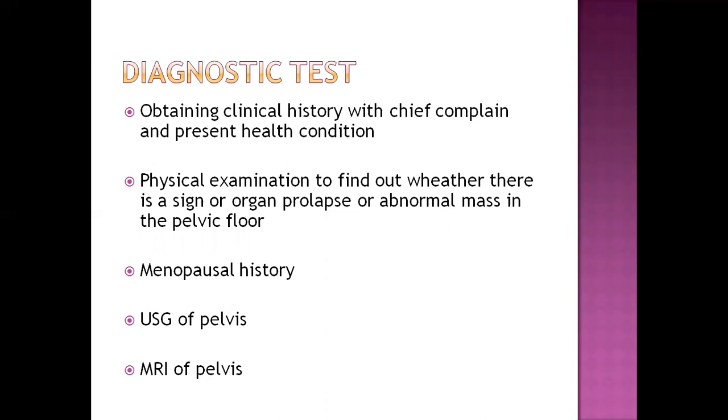Next is menopausal history. As menopause is a major risk factor, menopausal history should be taken, the age of the patient and symptoms should be found. USG of pelvis gives us an overall view of the pelvic organs and pelvic muscles. MRI of pelvis, again, a 360-degree view of all pelvic organs along with the muscles can be obtained from MRI.